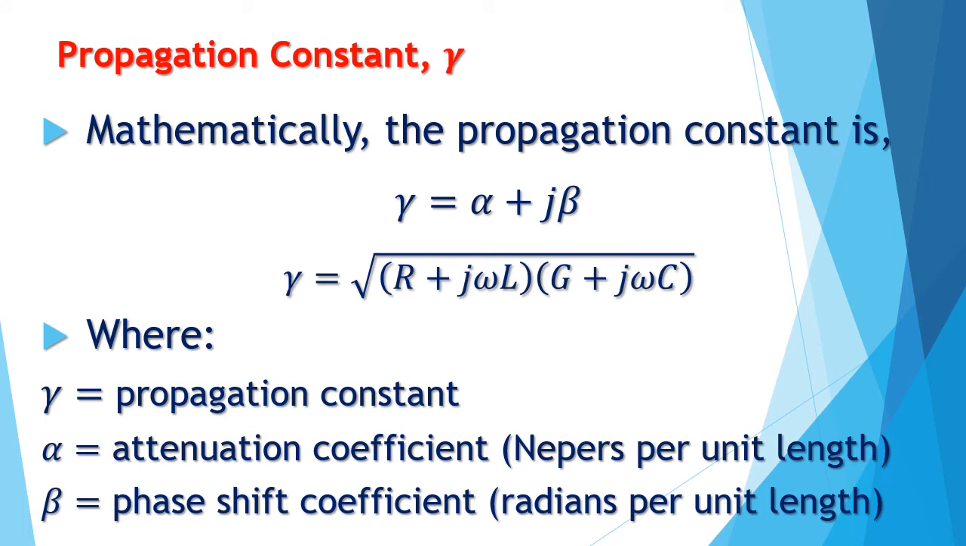Now we can solve for this propagation constant mathematically by this formula. Gamma is equal to alpha plus j beta. Or we can solve for it another way. Gamma is equal to the square root of the quantity r plus j omega L times the quantity g plus j omega C. Now you know these variables. You've seen this when solving for the characteristic impedance given the lumped parameters. But what are this alpha and beta?